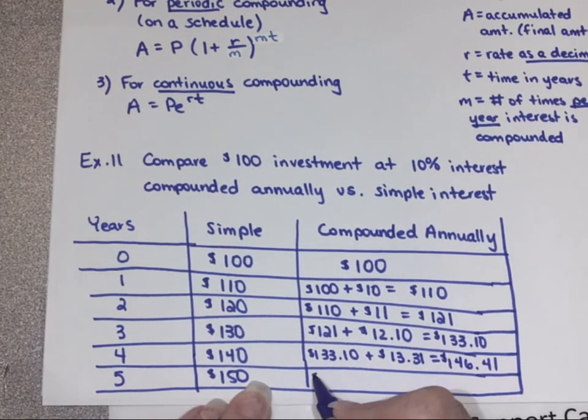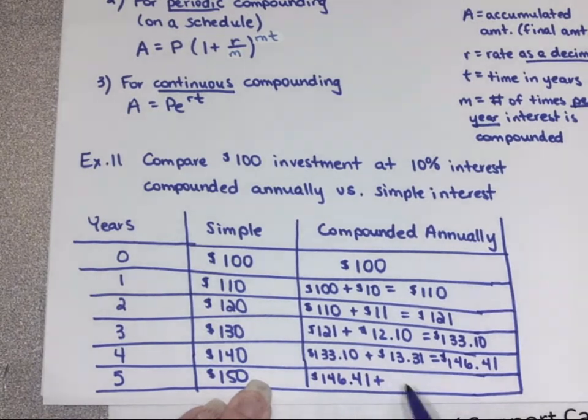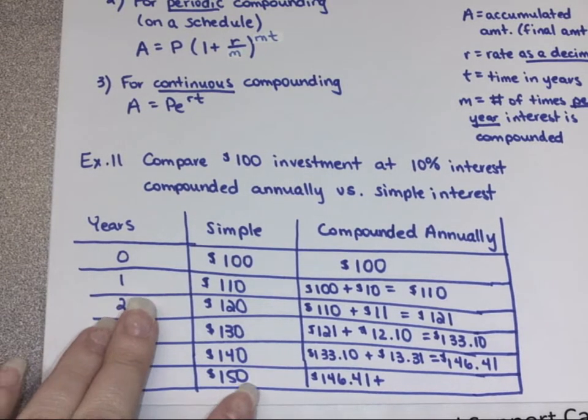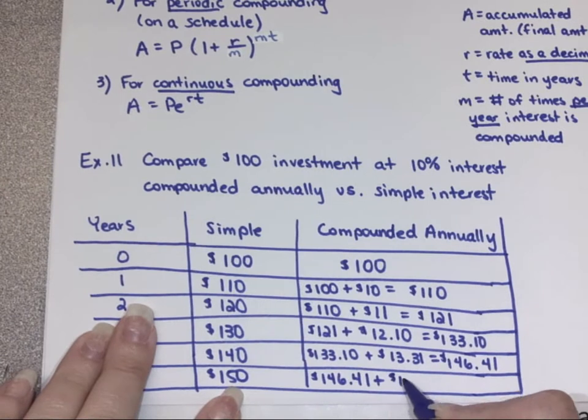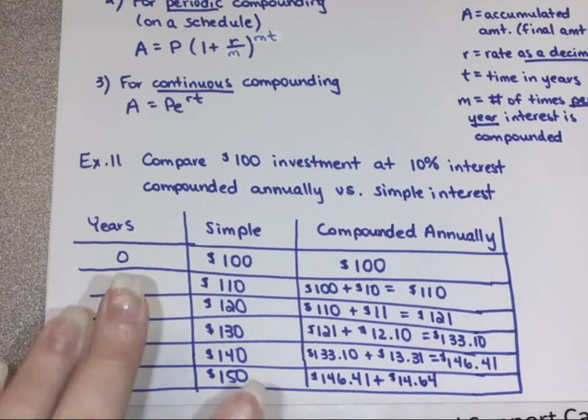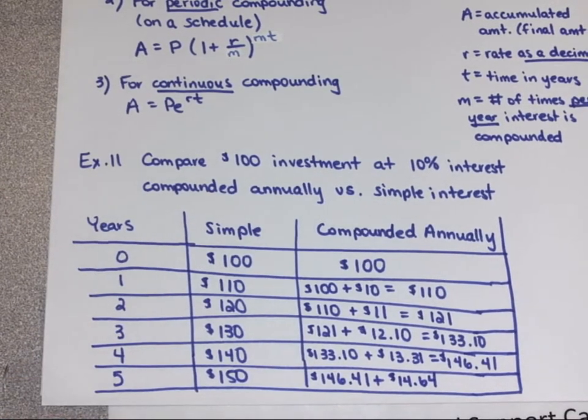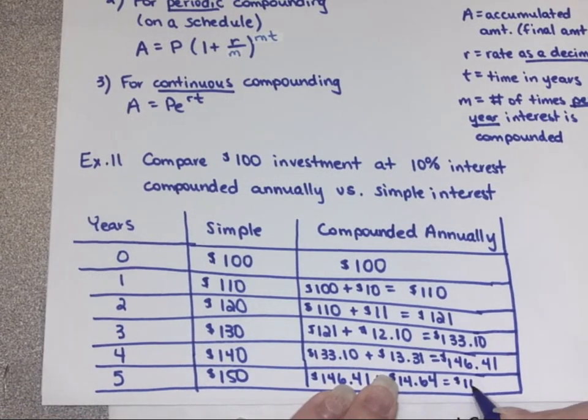So then last but not least, we have $146.41 plus what? So we're going to move the decimal place, and then we're going to make sure we cut it off or round it to be pennies, right? So how much would it be if you move that decimal place once? 14.64, right? So an extra 14.64. So if I add 14.64 to my previous answer, I get $161.05.